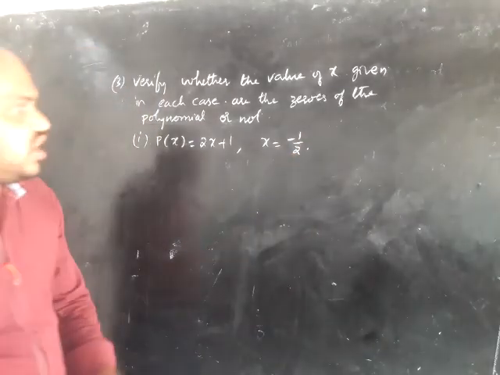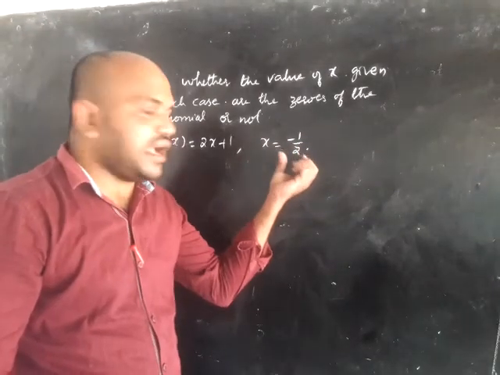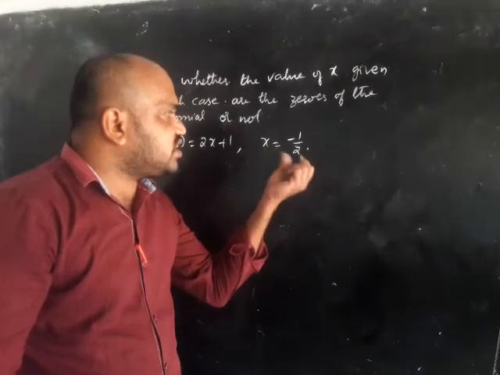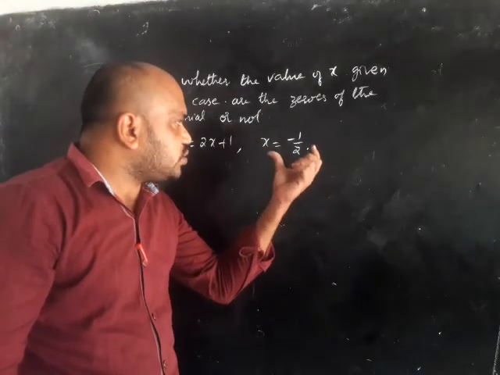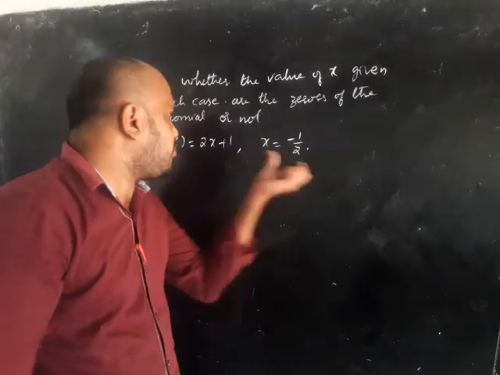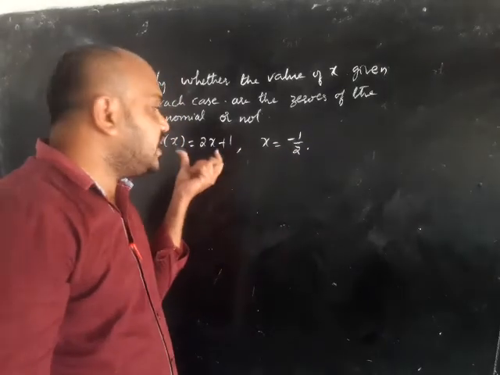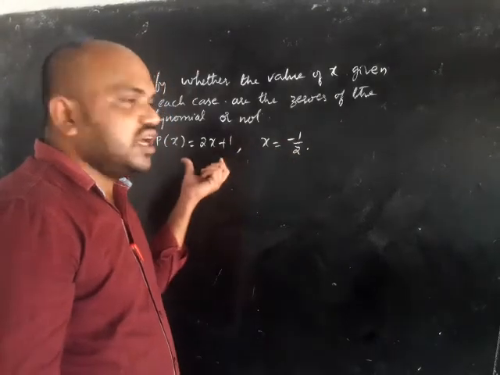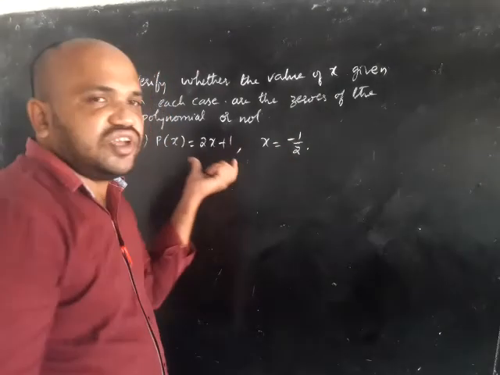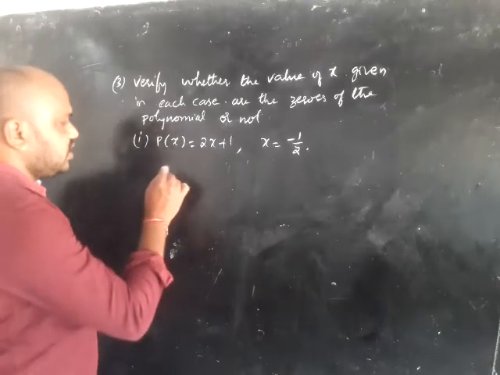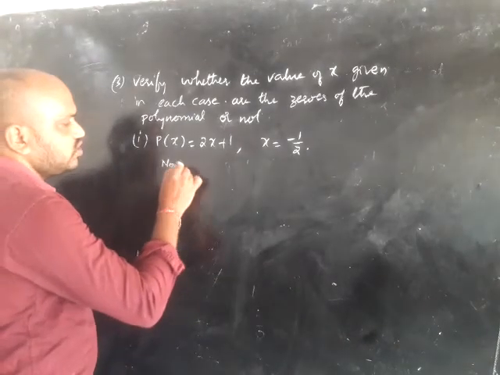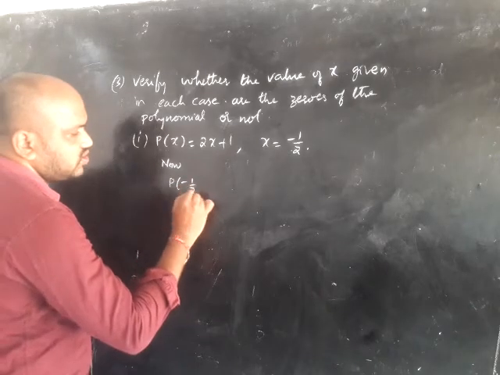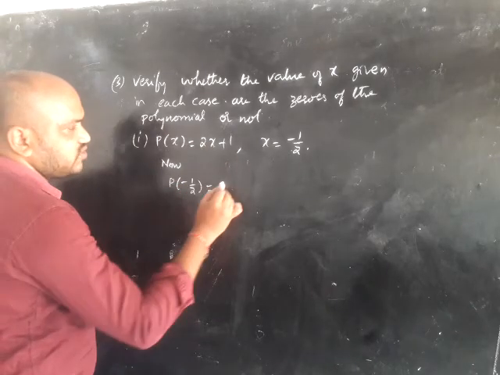So now here we have to check whether minus 1 by 2 is the 0 of this polynomial or not. Now actually what is the 0 of the polynomial? If we substitute the value of x, that is minus 1 by 2 in this polynomial, then the entire polynomial becomes 0. Then we call minus 1 by 2 is the 0 of this polynomial. See here now. So take in place of x minus 1 by 2. So in place of x replace with minus 1 by 2.